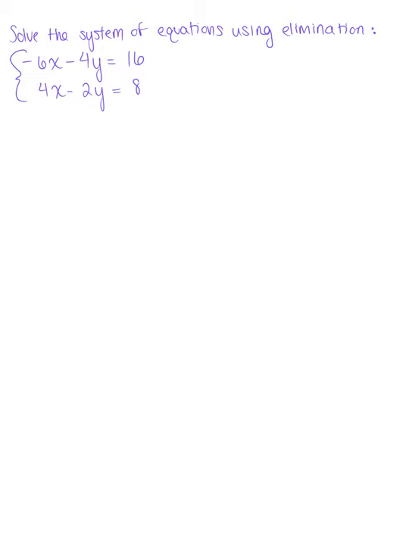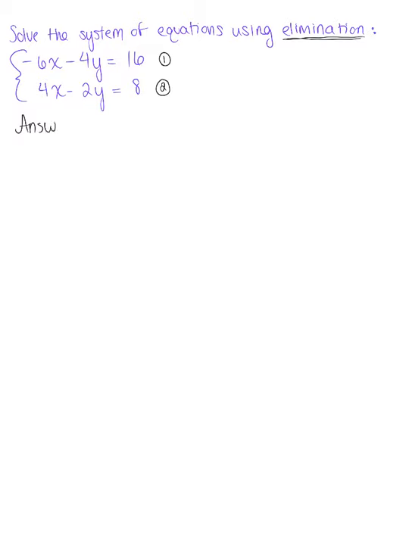Solve the following system of equations using the process of elimination. So our first equation here is minus 6x minus 4y equals 16. And our second equation here is 4x minus 2y equals 8. And again, we're using elimination.